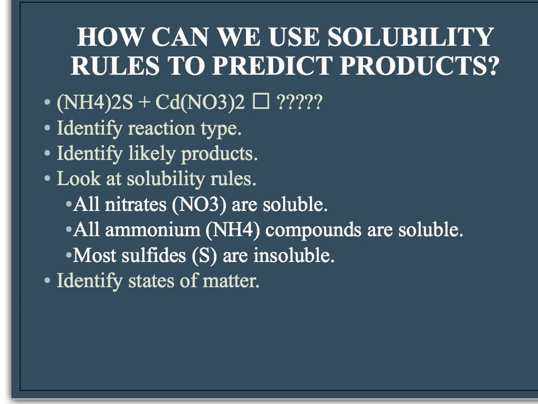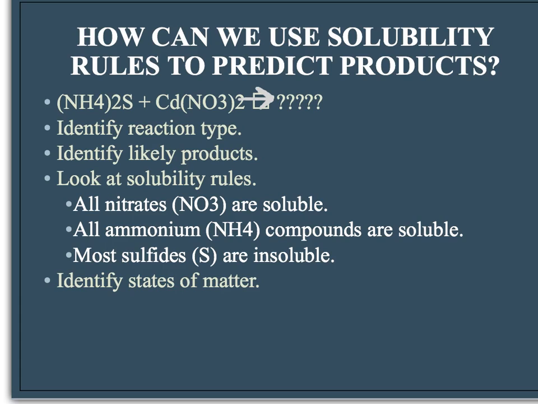So how exactly would we do that? Here's an example of a reaction type, and I apologize, the subscripts got a little crazy here, but we have (NH4)2S, so that's ammonium sulfide, plus cadmium nitrate. And we're wondering what are the likely products of this reaction, and will they be soluble or insoluble?